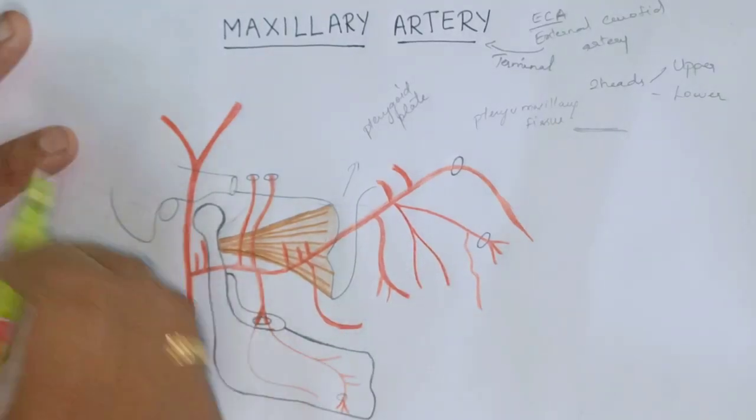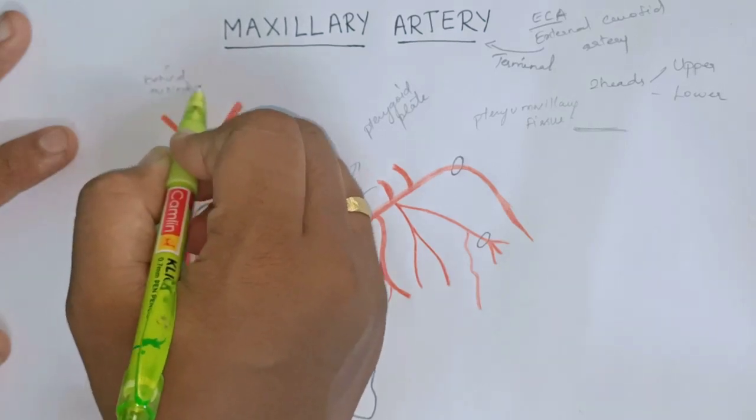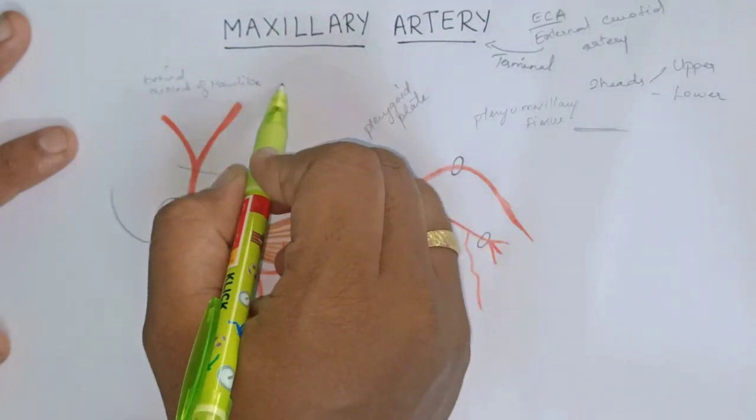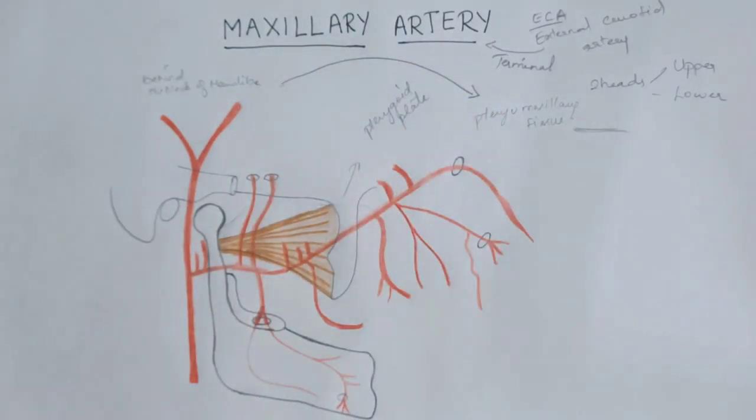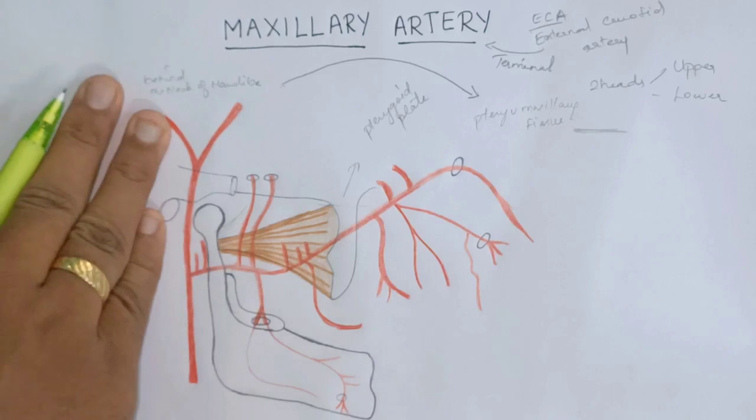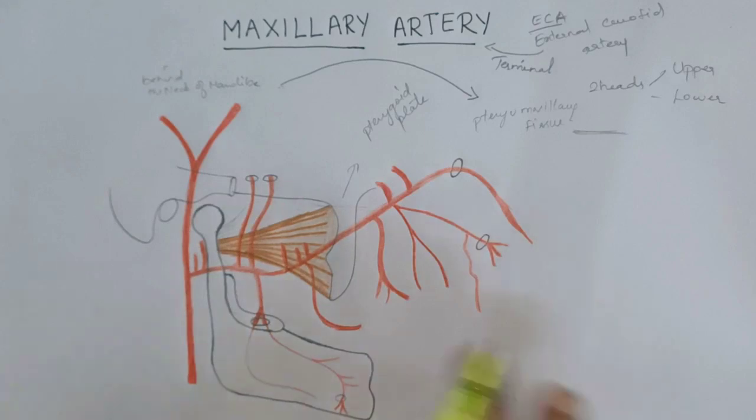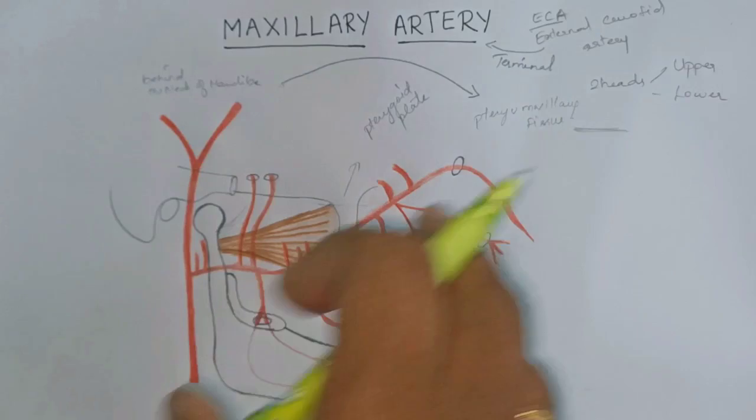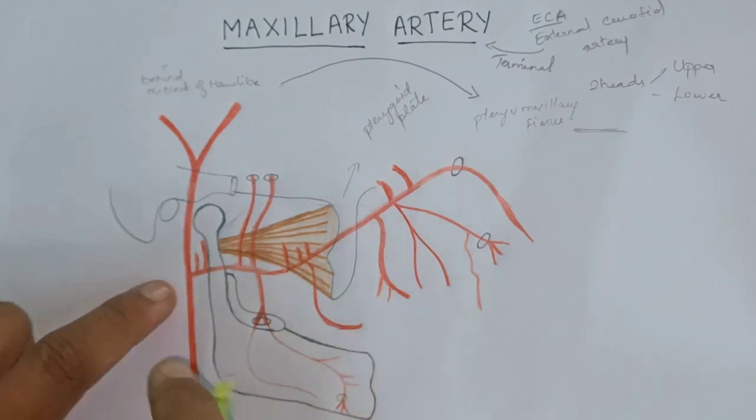So this is how your maxillary artery originates. This entire maxillary artery starts from behind the neck of the mandible and reaches the pterygopalatine fossa through the pterygomaxillary fissure. Through this way only your maxillary artery originates and gives its distribution. We are dividing this entire maxillary artery into three parts. It depends upon the surrounding structures around the area.